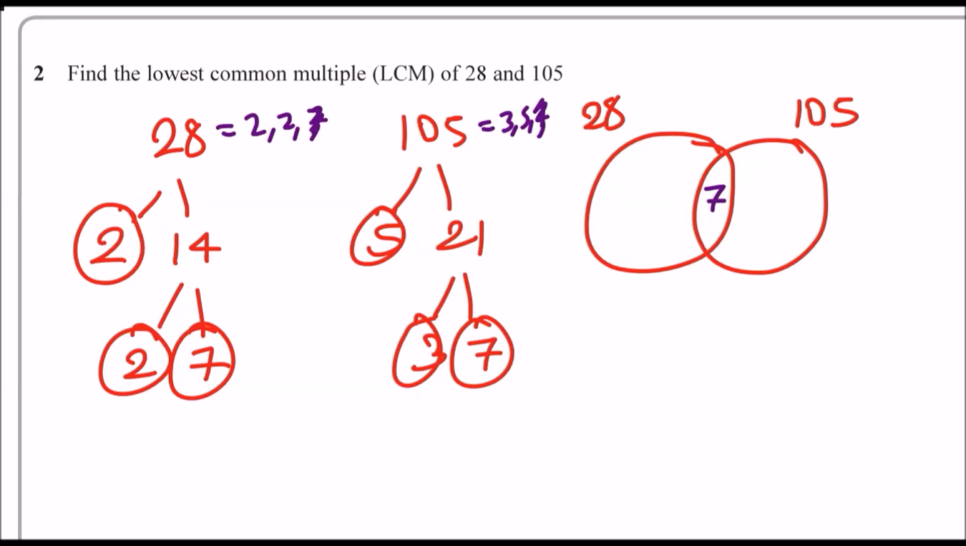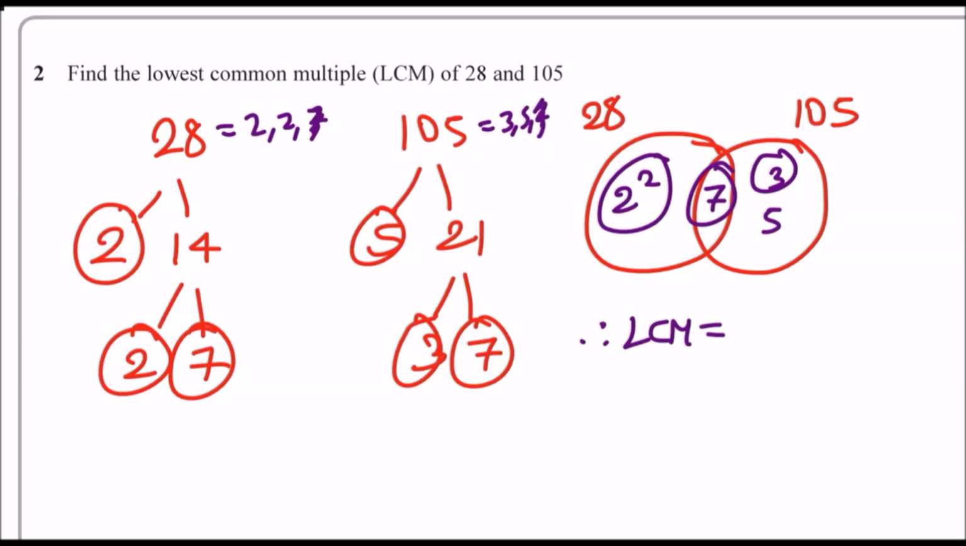And then we just put the rest in the other cells. Well, 28 also has 2 sets of 2, so 2 times 2, we can just write 2 squared. And 105 has a 3 and a 5. Now, to calculate the LCM, it's literally the product of every number you see inside. So we say, alright, therefore the LCM is going to be 2 squared times 7 times 3 times 5. And that's it, guys. This is your answer.